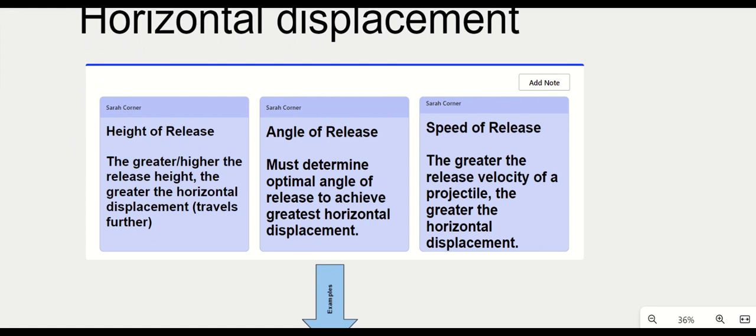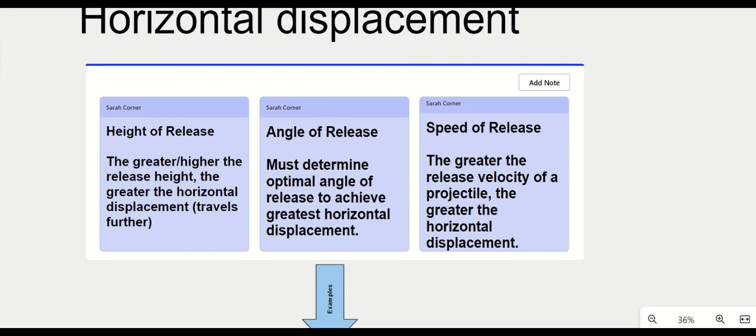It says on there that the greater or higher the release height, the greater the horizontal displacement, the further it will travel. So make sure you've got some examples. In things like shot put, we will make sure we release it well above the landing area. So we start from the shoulder, don't we? But then we will flex at the shoulder, extend at the elbow to make sure we get a nice high release point, because the higher we release that shot put, that projectile, the further it's going to travel. We're going to get a better score, we're going to get a better distance.